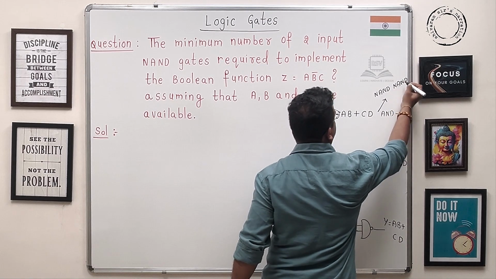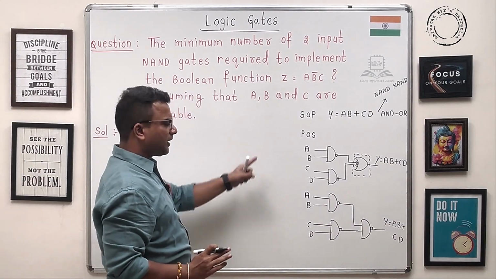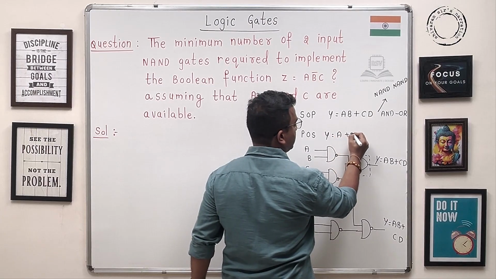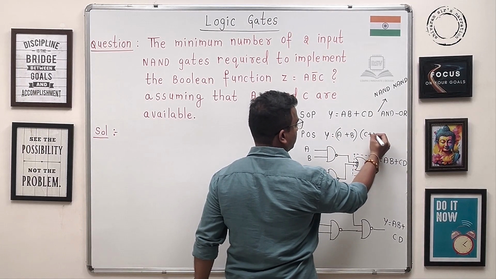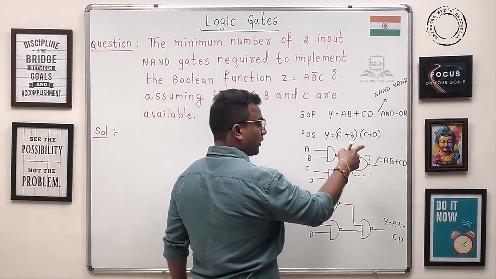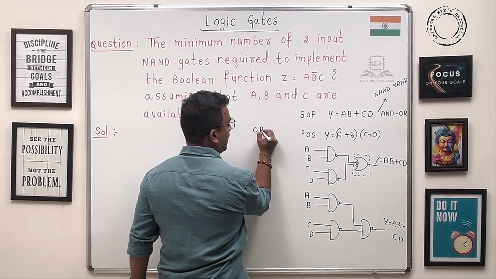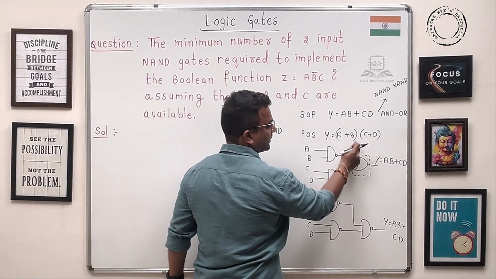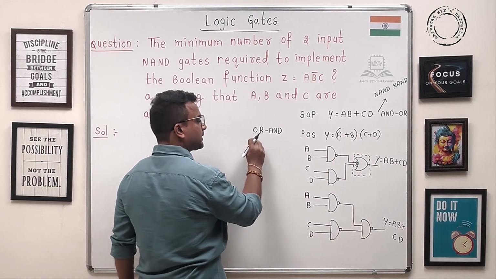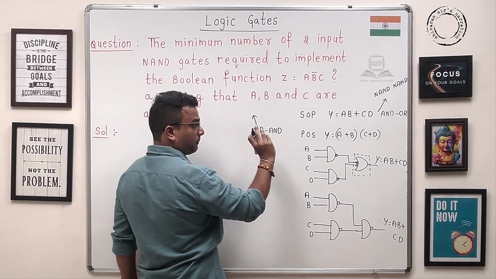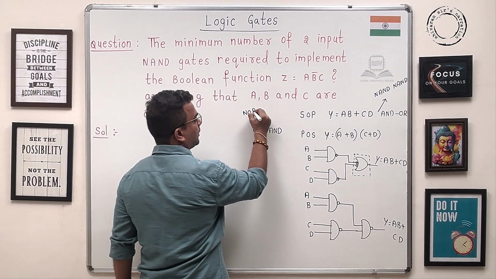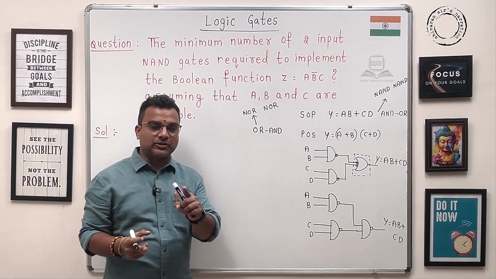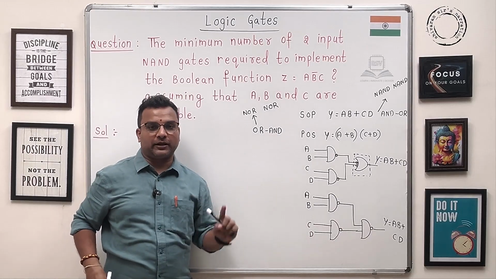Right? Now, you see here regarding even POS also, if y is equal to (a plus b) into (c plus d), the POS expression, and you want to implement it, then we need OR AND implementation. First you need OR gates, and these outputs are connected to an AND gate. This OR AND can also be replaced by NOR implementation, right? For this you can refer to the short which we have already given on our YouTube channel, right?